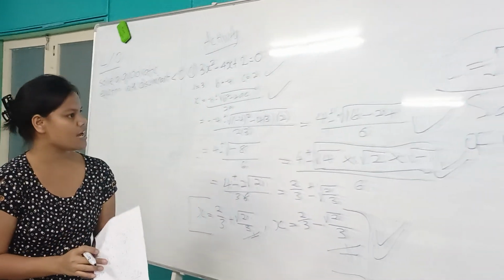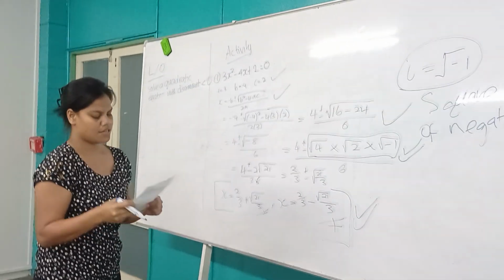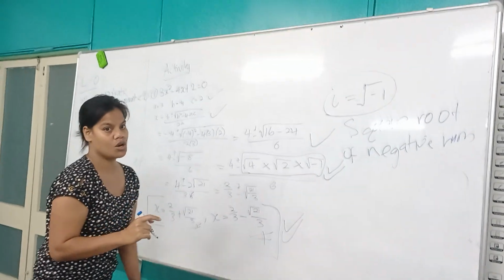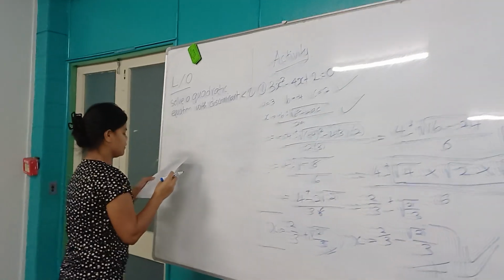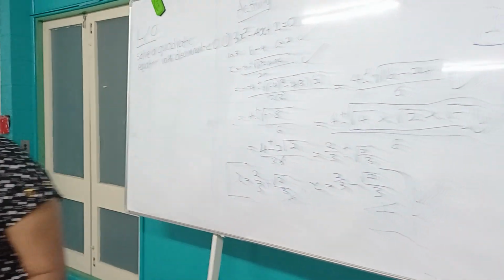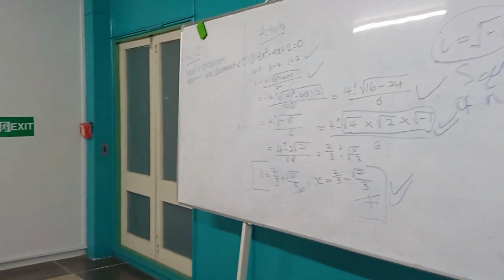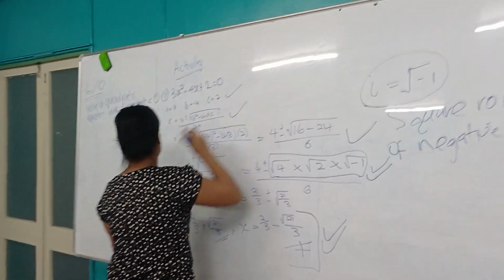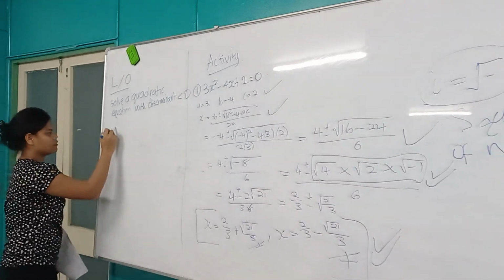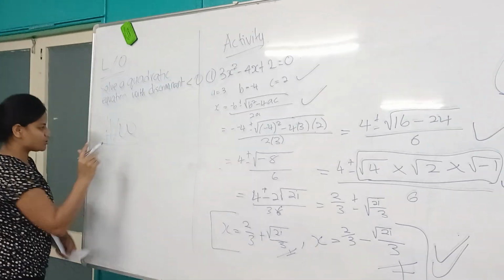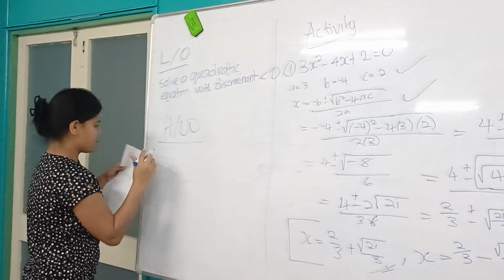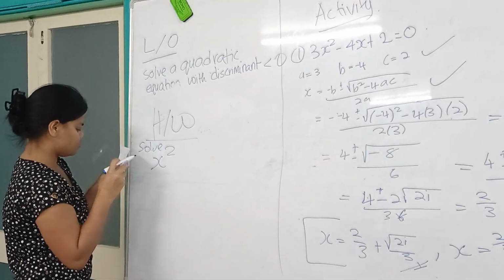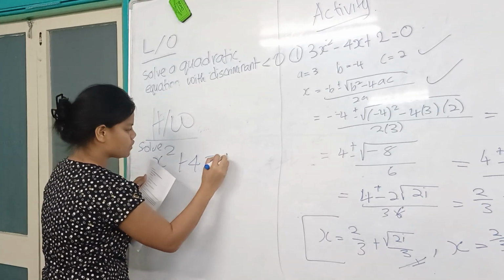Thank you. If you have no questions, then you do one homework, like this one. Homework, I want to take it tomorrow. To solve x squared plus 4 equals 0.